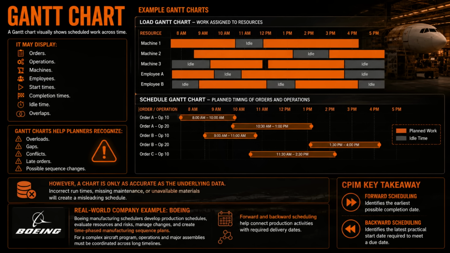Real-world company example: Boeing. Boeing manufacturing schedulers develop production schedules, evaluate resources and risks, manage changes, and create time-phased manufacturing sequence plans. For a complex aircraft program, operations and major assemblies must be coordinated across long timelines. Forward and backward scheduling help connect production activities with required delivery dates. CIPM key takeaway. Forward scheduling identifies the earliest possible completion date. Backward scheduling identifies the latest practical start date required to meet a due date.